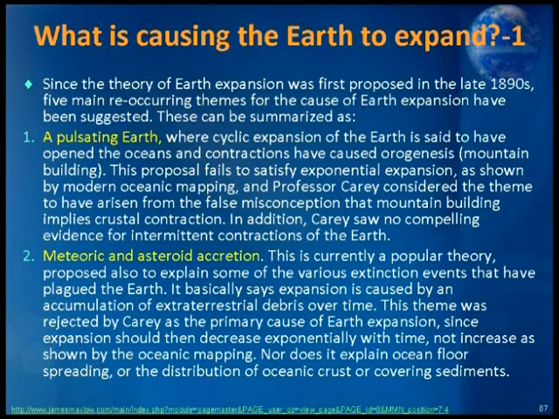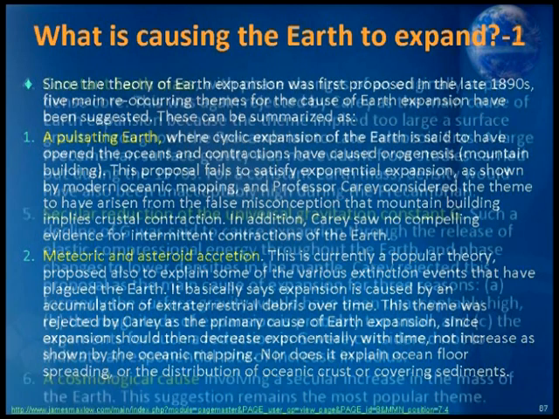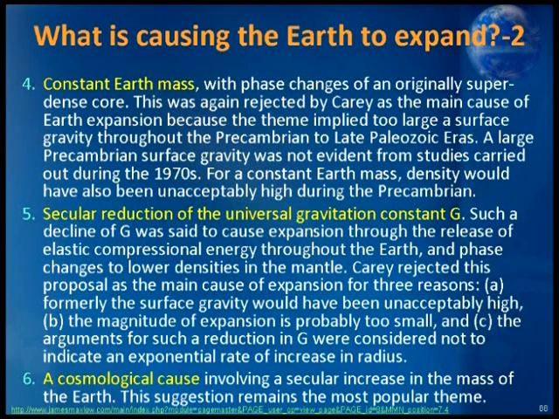Has the Earth been a constant mass? Some people say the Earth has been constant mass, but the gravitational constant G has changed. This is the thing that comes into Newton's equation. They say that this may not have been constant over millions of years. It may have reduced. But Carey rejected this proposal.